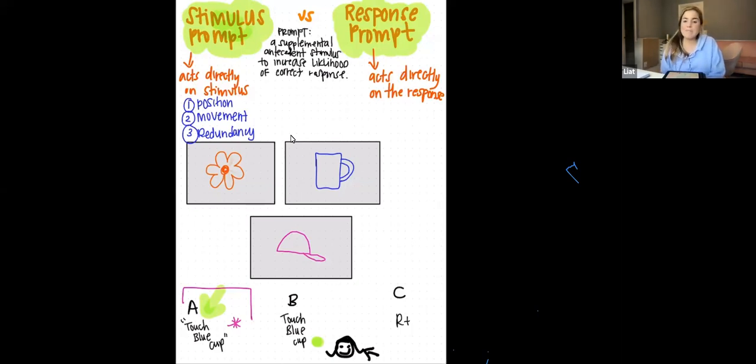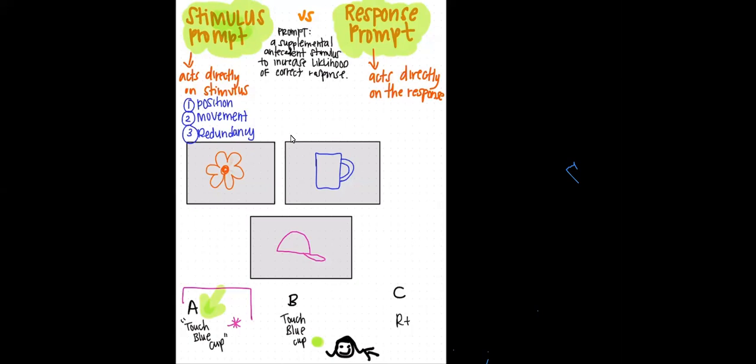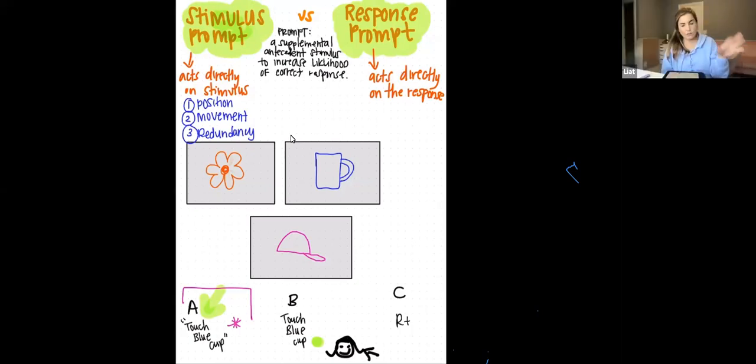Now, a movement stimulus prompt. Again, I'm doing something to the actual stimulus. I'm not controlling her response. I'm not taking her hand and touching it, because that would be a response prompt. I'm doing something to the stimulus to make it stand out. So let's say I'm able to move the card a little bit. It might not work as well with cards, but, hey, touch the pink hat, maybe with that card moving a little bit.